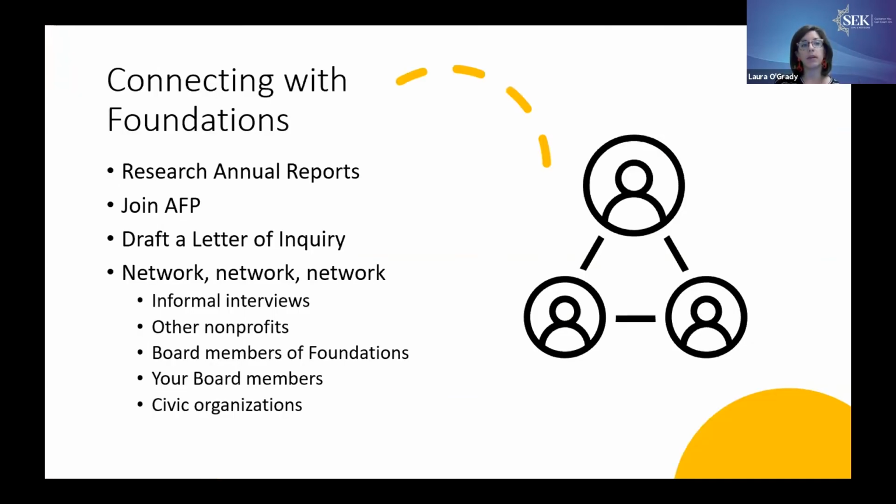If you want to connect with a foundation, I encourage you to research the annual reports of a foundation that you're interested in, just so you can see where their priorities are and also who they're supporting. Join AFP, which is the Association of Fundraising Professionals. There's a lot of great continuing education that you can get through that. You should draft a letter of inquiry about your project or program, and I'm going to talk a little bit about that in the next slide. And don't forget to network, network, and network.